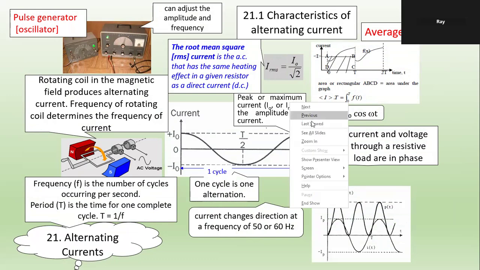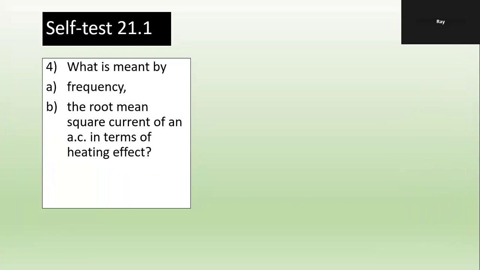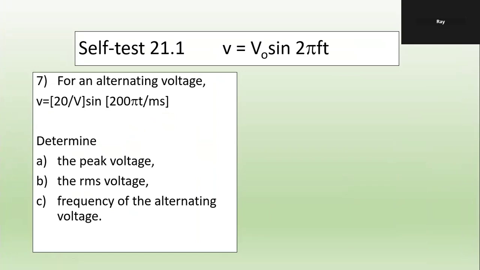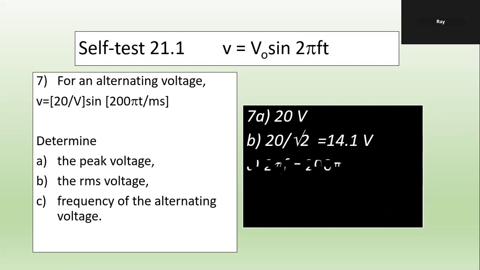Okay, let's try some questions. Let's try this one. For an alternating voltage, V equals to 20 in volts, and this one is t in milliseconds. Determine the peak value; you must know how to read the sinusoidal graph. Peak value is 20 volts, root mean square is 20 divided by root 2. Angular frequency 2 pi f equals 200 pi. Okay with that?